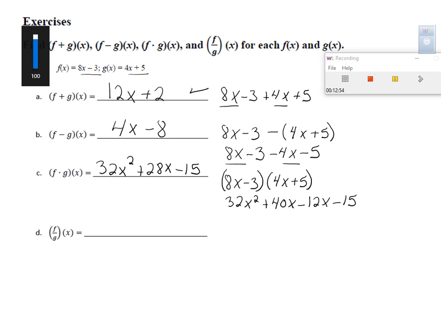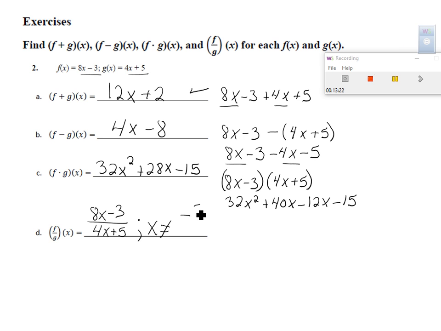Okay. Let's look at the division one now. I'm going to go ahead and write the answer, guys. There's no squareds involved. If there's no squareds, there's no factoring. So my answer is going to be 8x minus 3 over 4x plus 5. But I got to tell the world what number cannot be used. So set 4x plus 5 equal to 0, which means I'm going to subtract 5, divide by 4. So boom, there we've got that first one done. Okay.